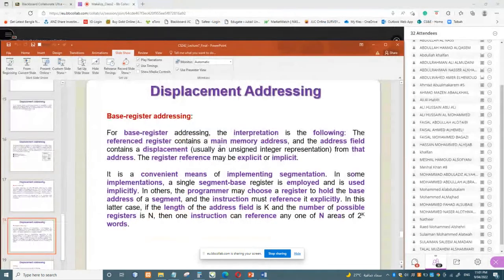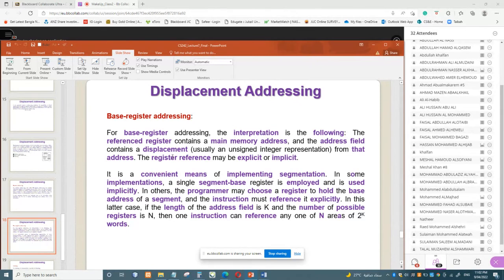Now, in base register addressing, you can understand that the instruction does not contain the starting address of your memory location. Rather, the instruction contains the register number that contains the starting address of the memory location, and it also contains the displacement. So to get the effective address, you first access your register, get the starting address, and add the displacement from your instruction to your base address. That will give you the effective address.